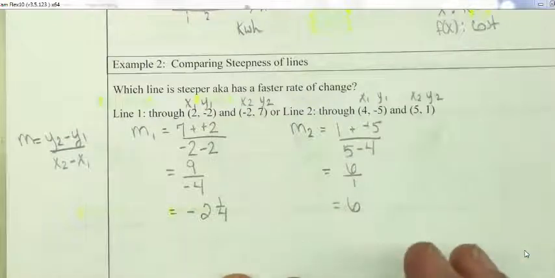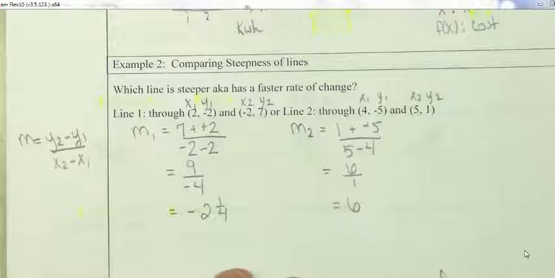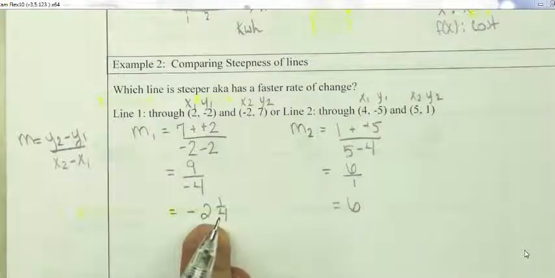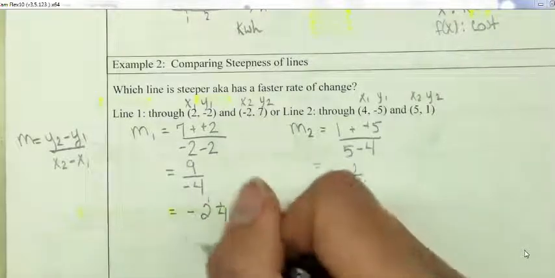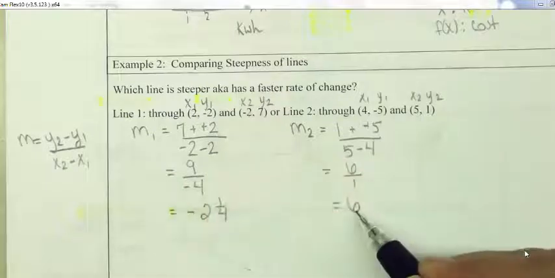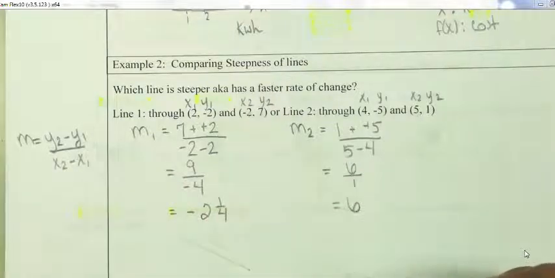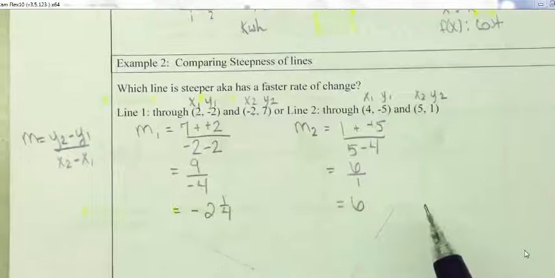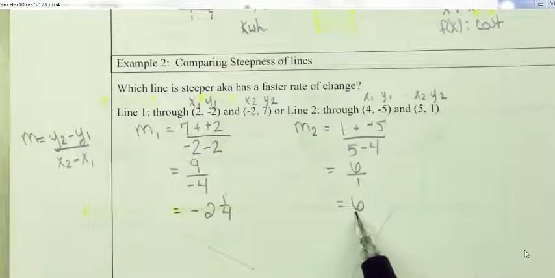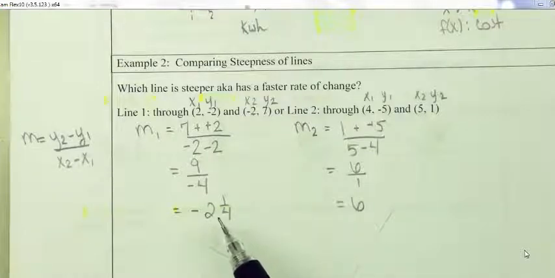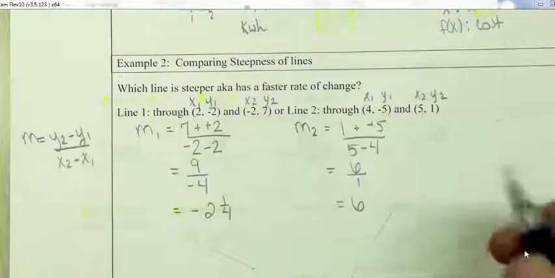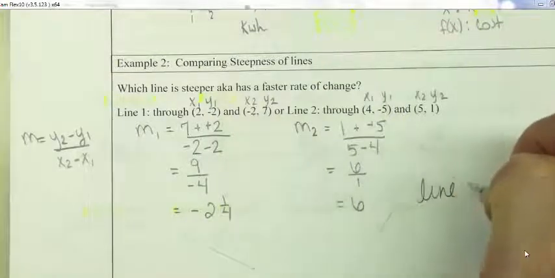So which one's steeper? Like if I was either going up or down this hill, right? Because this one I'd be going down the hill. It's a negative slope, so it's going down. This one is a positive slope, so it's going up. Well, which one's steeper? This is going to be the steeper slope, right? It's going to have the faster rate of change, even though we're kind of comparing apples and oranges because it's negative versus positive. But this is going to be the steeper slope. So line 2.